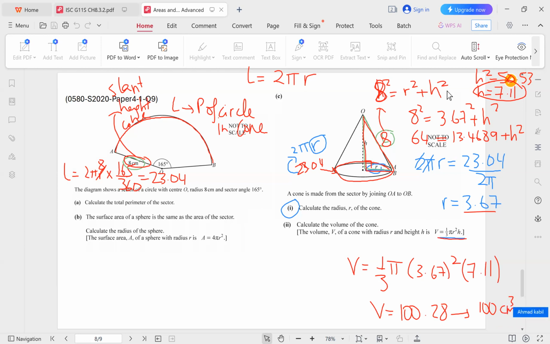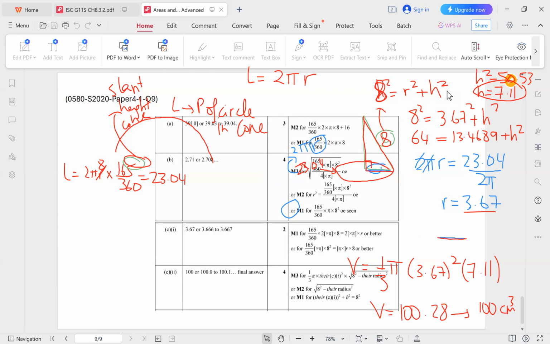Let's check the marking scheme as well. So for double I, the answer is 100, so this is correct.